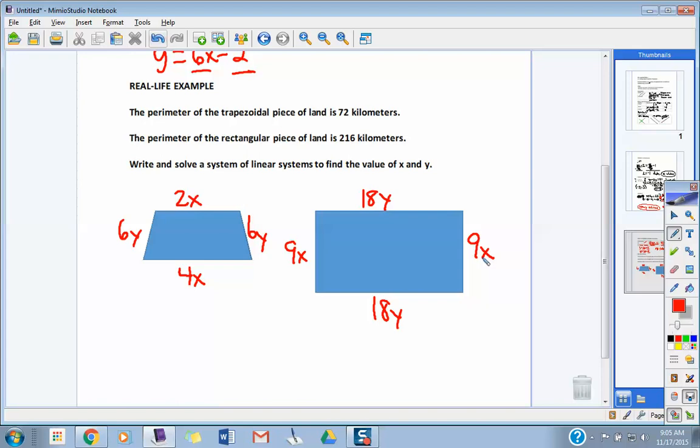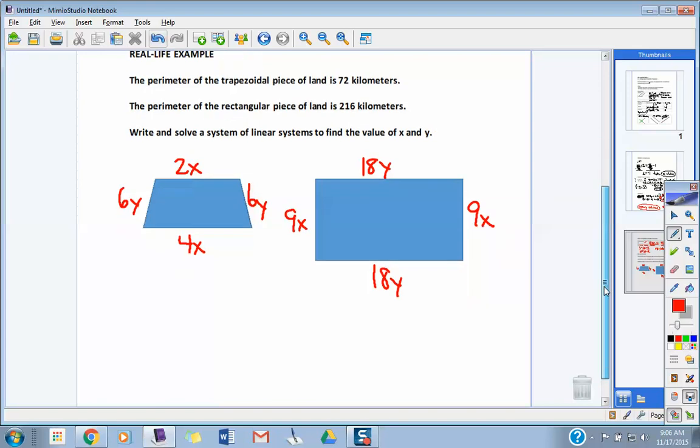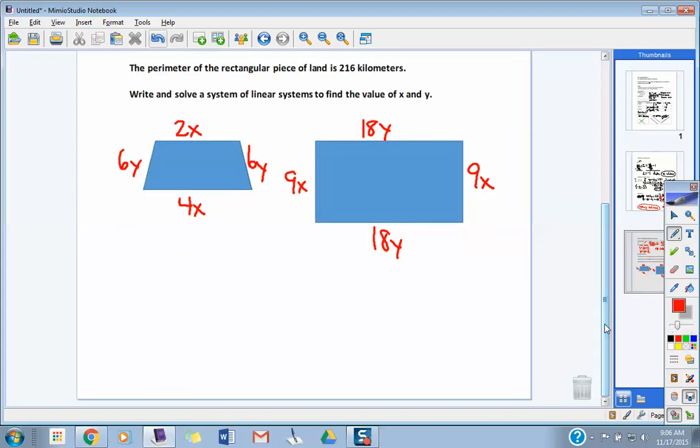The distance all the way around something, right? You're told the perimeter of this trapezoid right here is how many kilometers? You're told the perimeter of the rectangular piece of land is 216 kilometers. It says write and solve linear systems of equations to find the value for x and y that would satisfy this condition. All right, so let's come up with an equation for the perimeter of the trapezoid first.